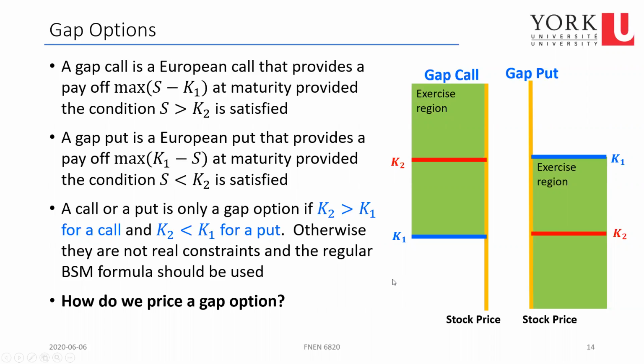So if you have a regular call, and at maturity S is at this level, then for the regular call you would have a payoff of S minus K1 here, right? But for a gap call, since S is not greater than K2, the payoff of the gap call will be 0, which is not as good. That's why it's cheaper. Similar for a put as well, okay? So how do we price that?